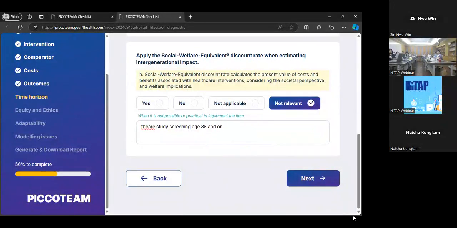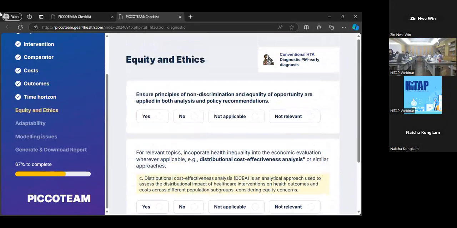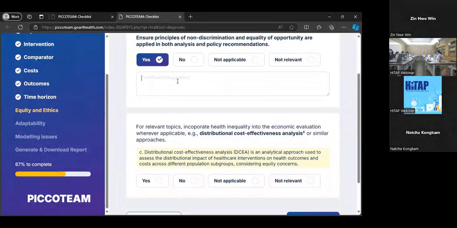Okay. An important part of this study report, at least you should put into the study report, is that you ensure the principles of non-discrimination and equality of opportunity are applied when you are designing the model and making relevant policy recommendations. And it should be in the discussion.